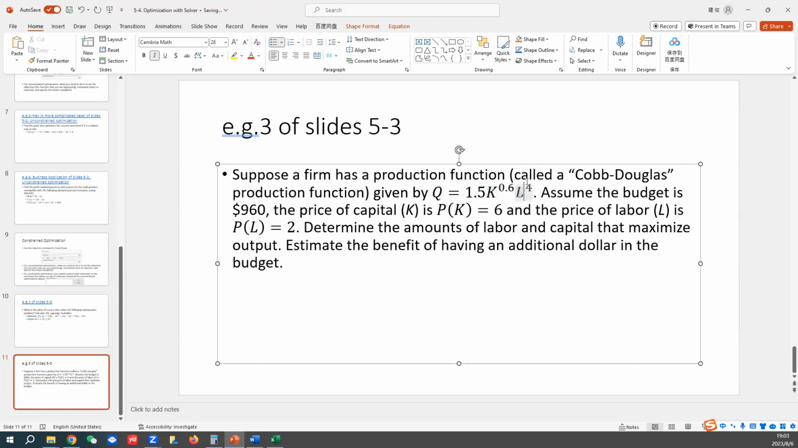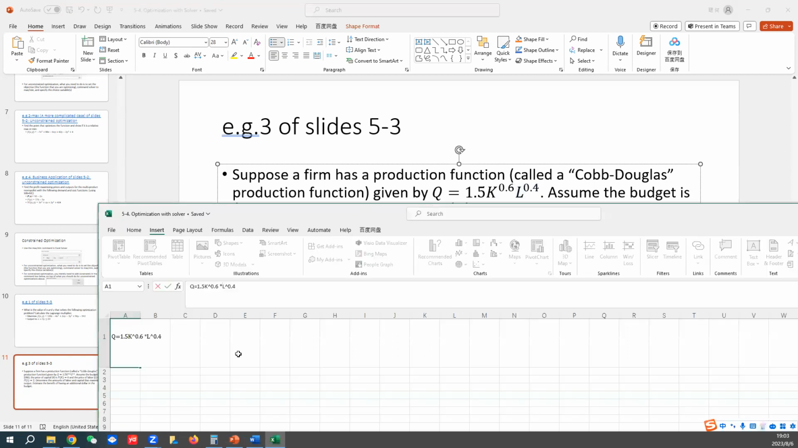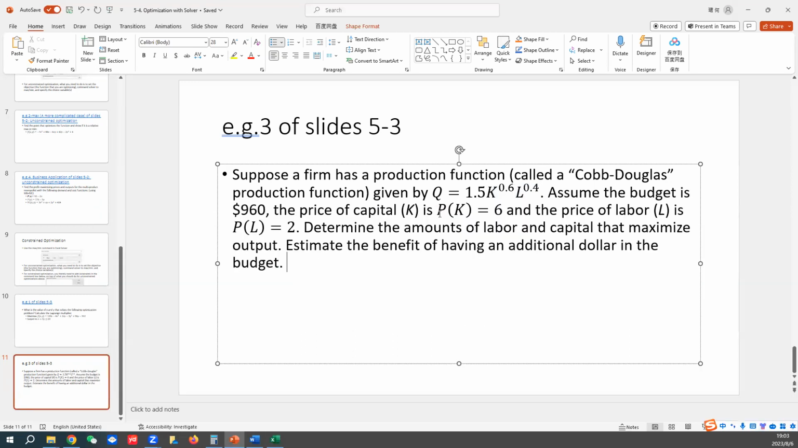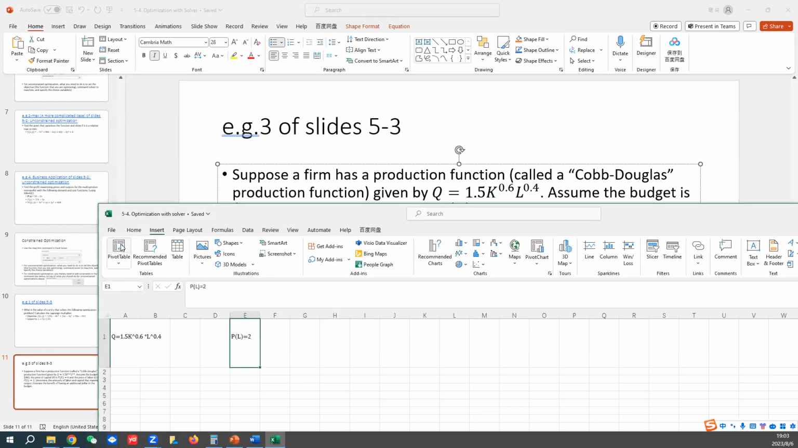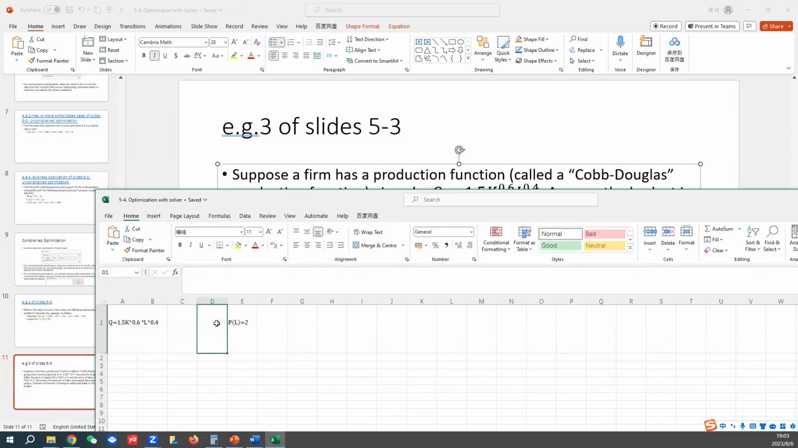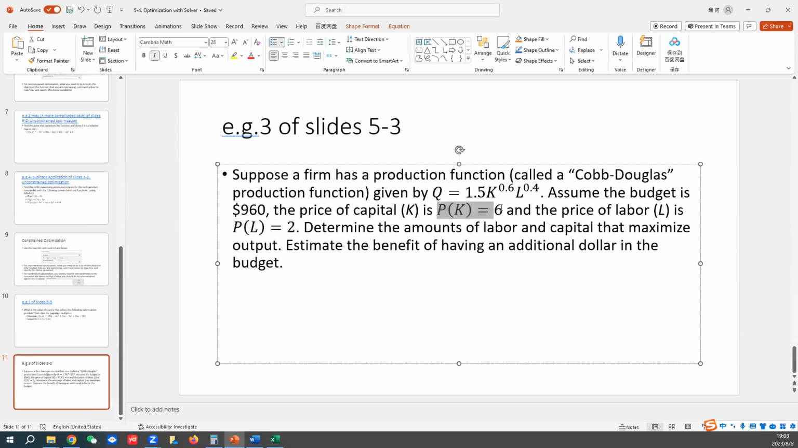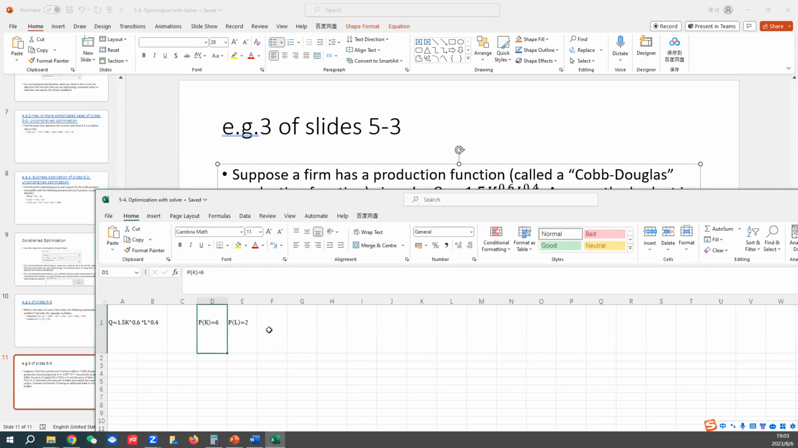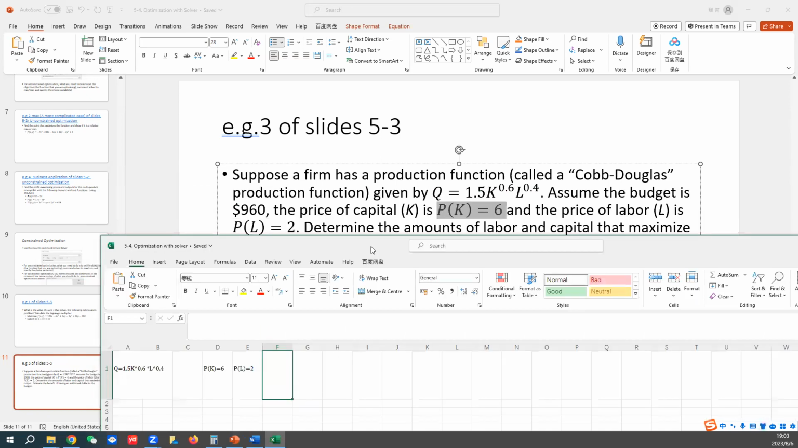On top of that, we were told that the price of capital is 6, so P of K equals 6. And the price of labor is 2. The price of labor is 2, the price of capital is 6, and also we know that the budget is 960.